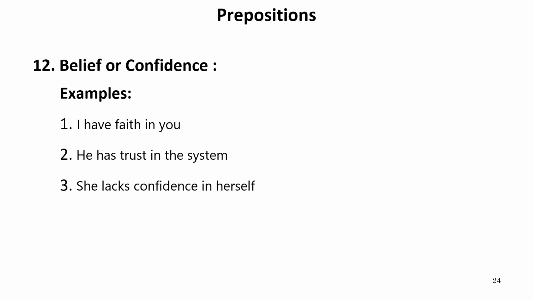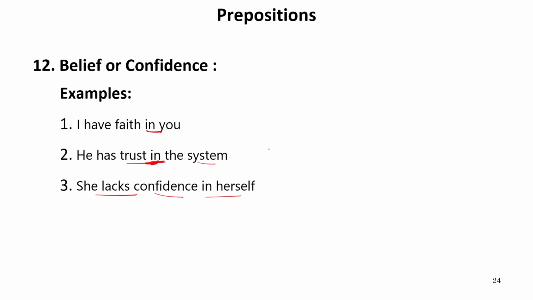Belief or confidence. I have faith in you. So it means I believe you. So there we are using preposition in. He has trust in the system. It means he trusts the system. So in can be used as the preposition. She lacks confidence in herself. For example, I believe in God. So there we can use in.